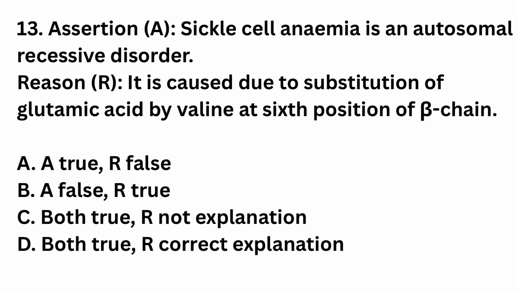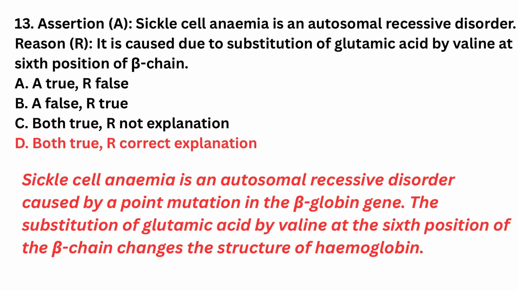Question number 13. Assertion: sickle cell anemia is an autosomal recessive disorder. Reason: it is caused due to substitution of glutamic acid by valine at 6th position of beta chain. Options: assertion true, reason false; assertion false, reason true; both true, reason not correct explanation; both true, reason correct explanation. The right answer is option D, both true, reason correct explanation.